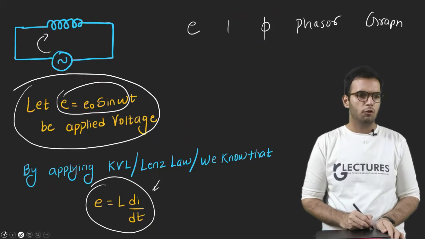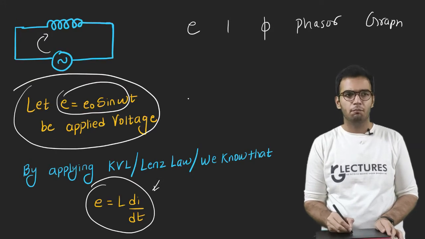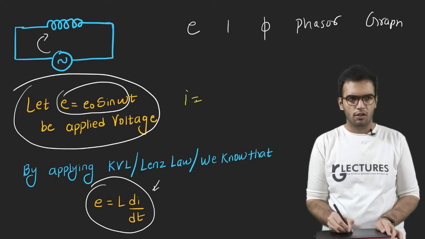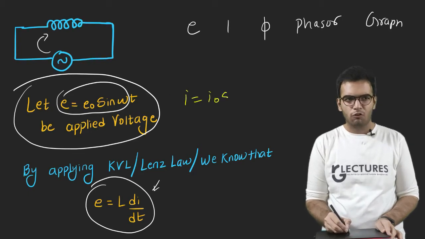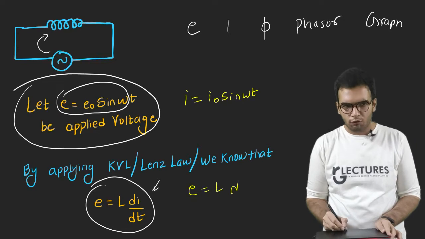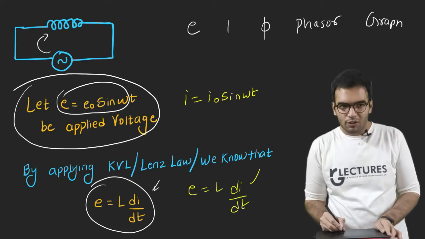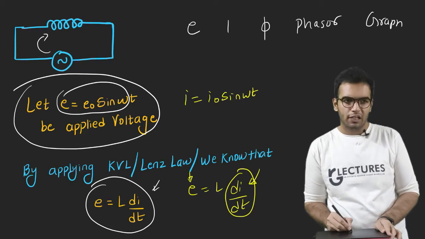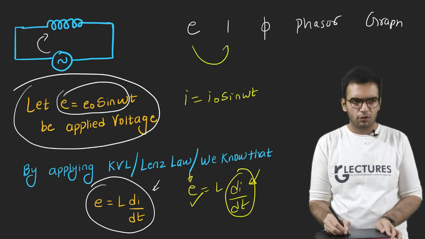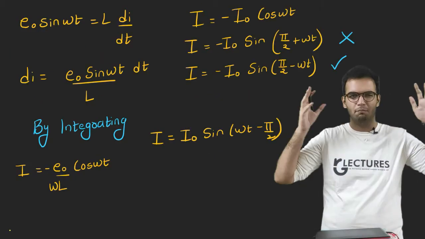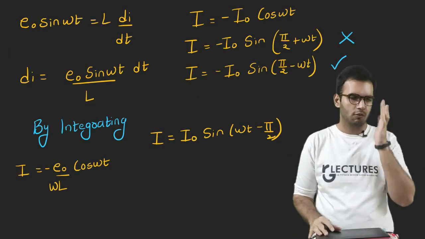If you want to proceed another way, I can tell you the other way, but I have no issue. You can say let I is equal to I naught sine omega t be the applied current. You can write E is equal to L di by dt. Then you can simply take the derivative of the current, and the derivative of current will give you the value of voltage. So you can proceed from E to I, or from I to E, it doesn't matter. The mathematics doesn't matter so much.